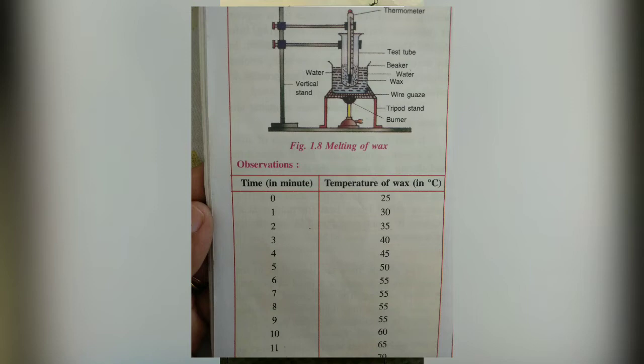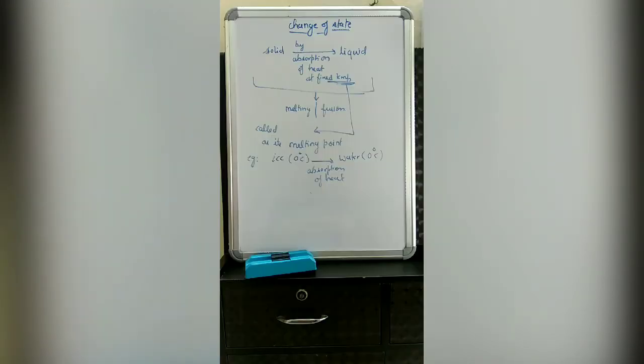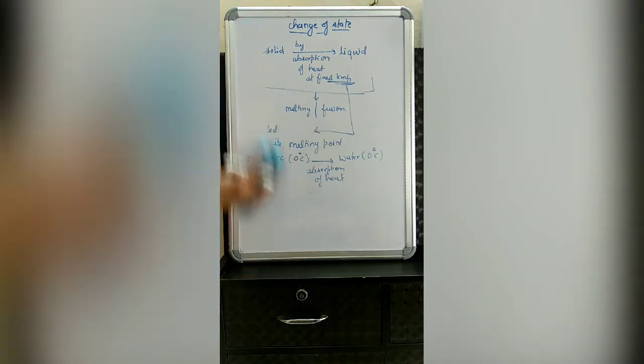But there is no rise in the temperature. Thus, the melting point of wax is 55 degrees Celsius. After melting of the whole wax, the temperature begins to rise. You can see in the data given on your screen. So this is all about melting or fusion. The next is the reverse process of this, that is when liquid converts into solid state.